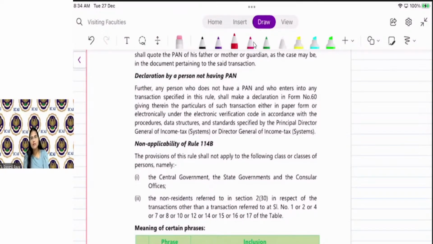So if any person does not have PAN and enters into the transaction mentioned in the above table, then they have to make a declaration in Form 60. You can file a Form 60 either in paper form or electronically by verification of EVC code.